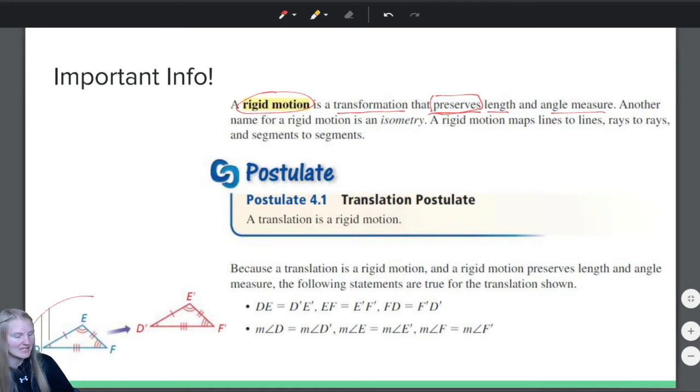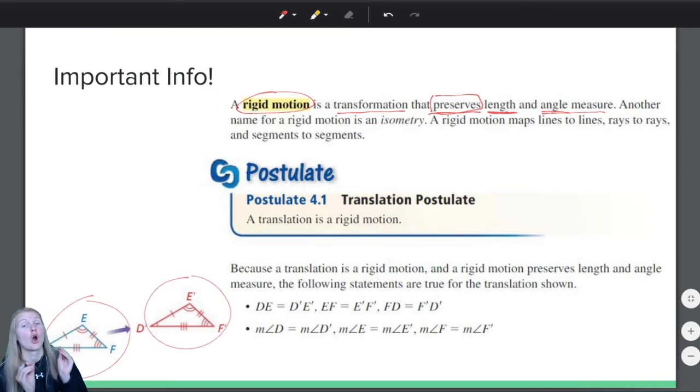between DEF and D prime, E prime, F prime, notice how the sides of the triangle are exactly the same. DE is the same as D prime, E prime. DF is the same as D prime, F prime. And all of the angles are the same. Any rigid transformation keeps the sides and the angles of the shape exactly the same. So the shape and its transformation are congruent.